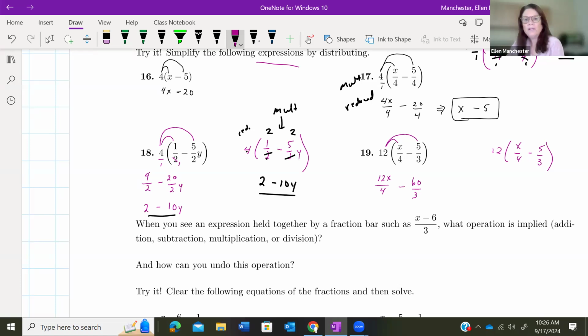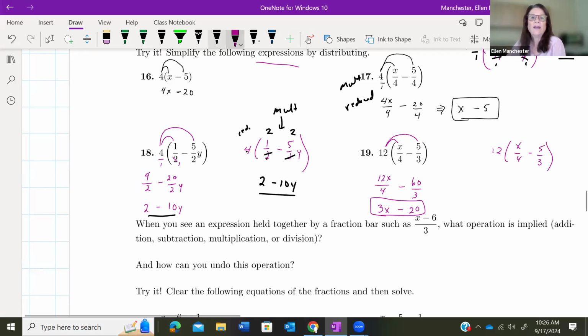Okay, so distributing, 12 times x is 12x over 4. 12 times -5 is negative 60 over 3. And so you see how I'm dealing with big numbers, right? And then I'm just going to reduce. 12 divided by 4 is 3x. 60 divided by 3 is 20, right? So I mean, it's not overwhelming. It's not terrible. But as you get into bigger and bigger numbers, sometimes this multiplying through and then having to reduce can cause some issues.